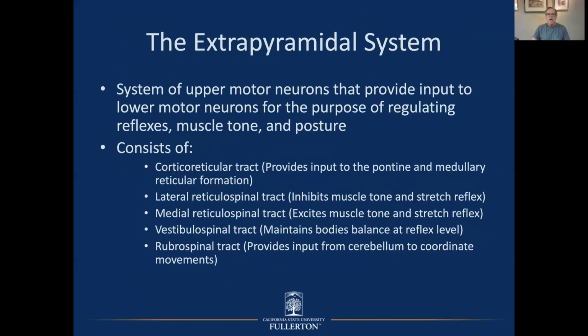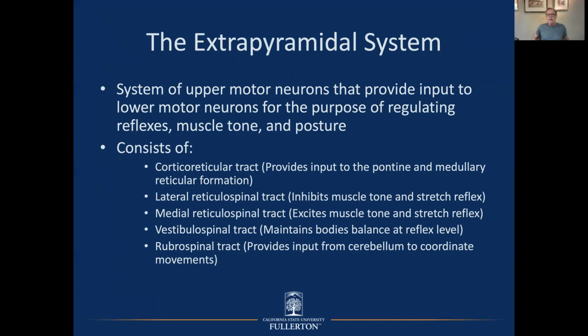Okay. All right. The extrapyramidal system is a system of upper motor neurons that provide input to the lower motor neurons for the purpose of regulating reflexes, muscle tone, and posture. And these are the ones that we're going to study. We're going to study the cortical reticular tract, which provides input to the pontine and medullary reticular formation from the motor area of the cortex down to the reticular formation. That's kind of a new term for you, but we'll get into it. Provides input to the reticular formation of the pons and the medulla.